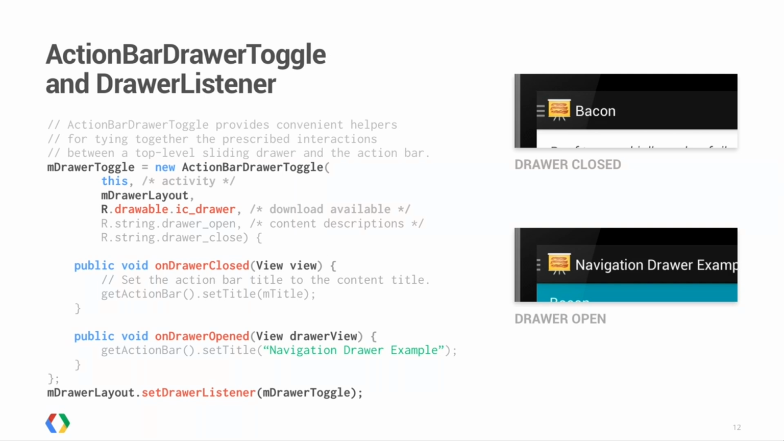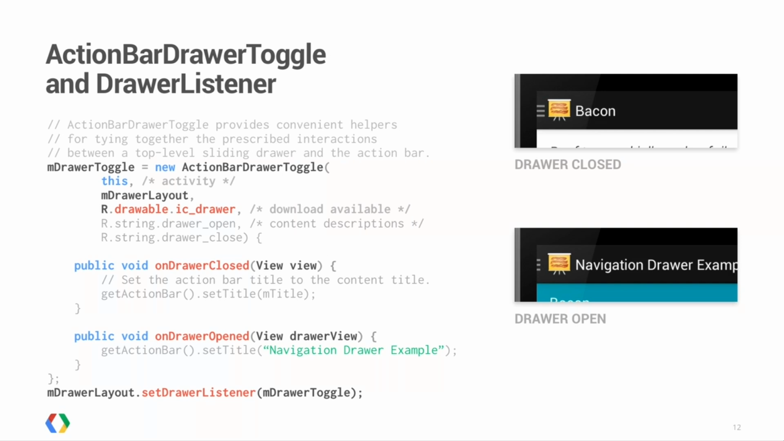So you simply instantiate the ActionBarDrawerToggle. You give it the activity, you give it the drawer layout itself, you give it the icon to show in the top left, because that icon is custom for navigation drawers. And then you set this ActionBarDrawerToggle instance as the drawer listener for the drawer layout.